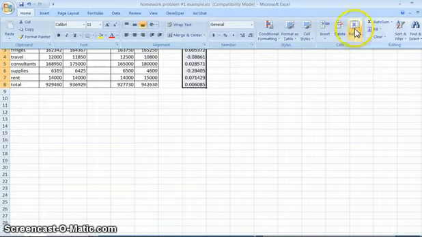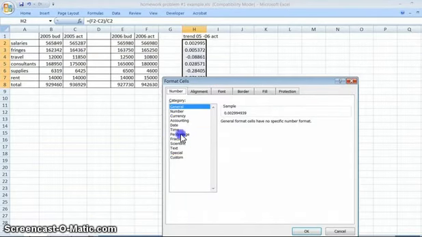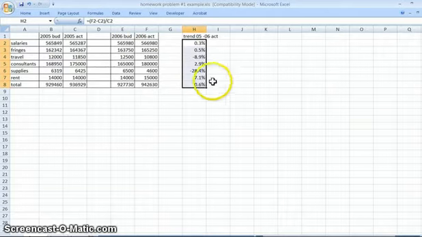Go and format it as a percentage. And again, we're doing one decimal place. And there's your answer. So in this instance, they had a downward trend of 28% in this particular item, and an upward trend of only 0.3% in this item, but their overall upward trend is 6% or 0.6%.